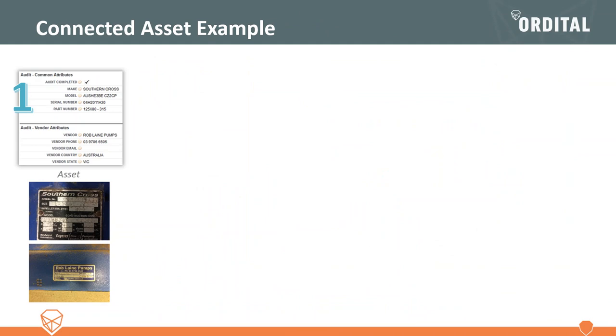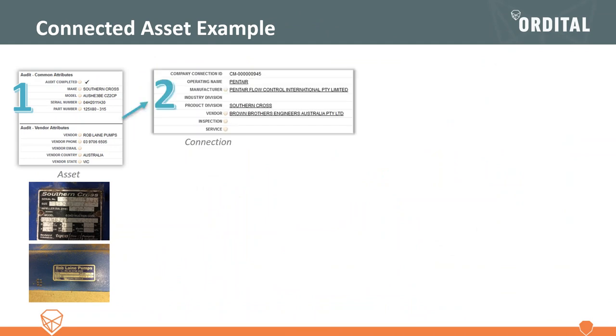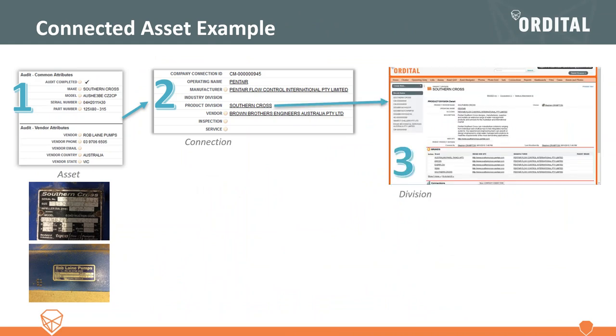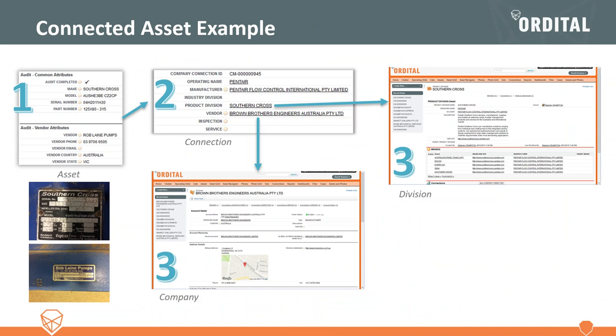So the data we can see there up top is what we've extracted from the photographs. We connect to our database, which shows that Pentair actually has Southern Cross as a product division now, and Brown Brothers Engineers purchased Rob Lane some time ago. So that sits in our database.